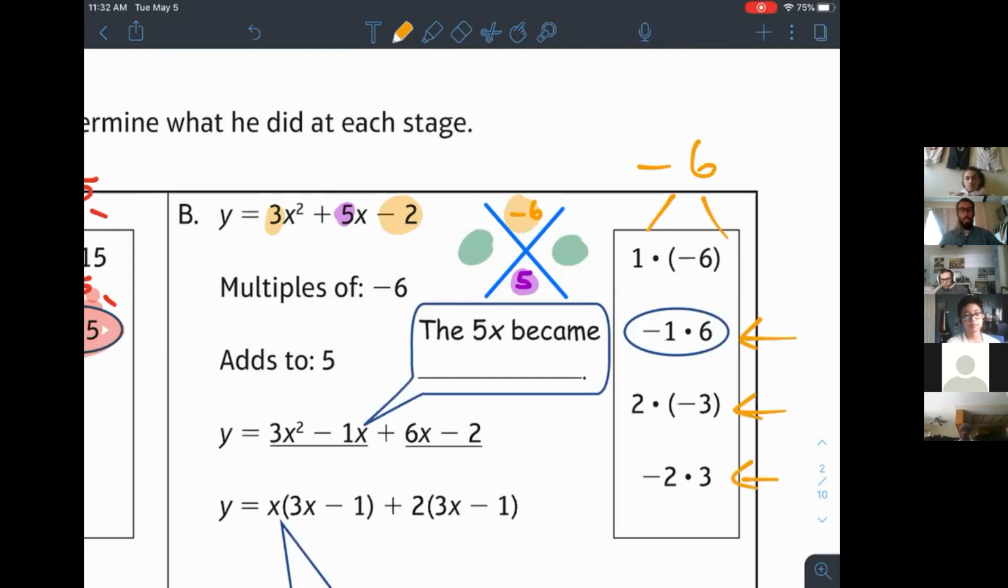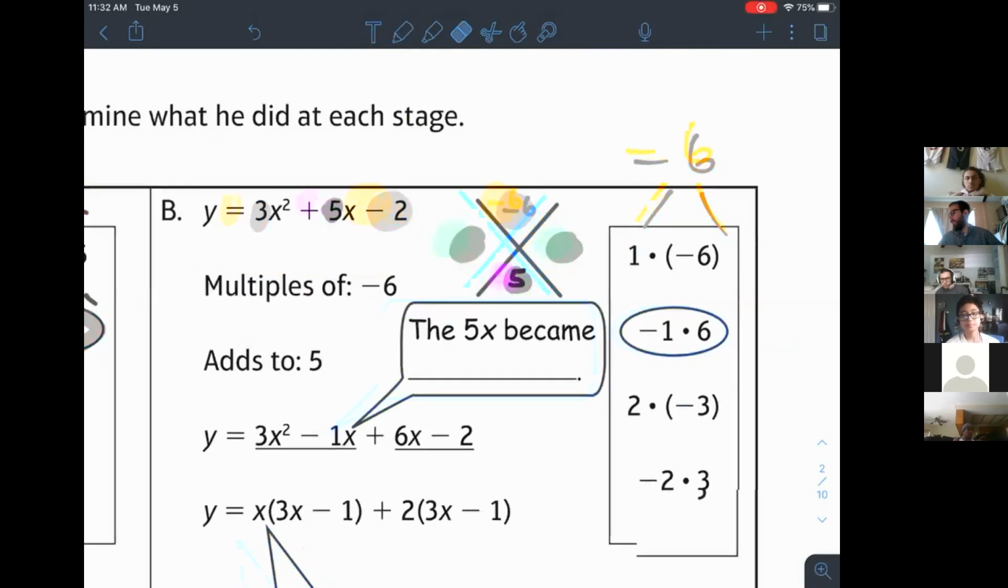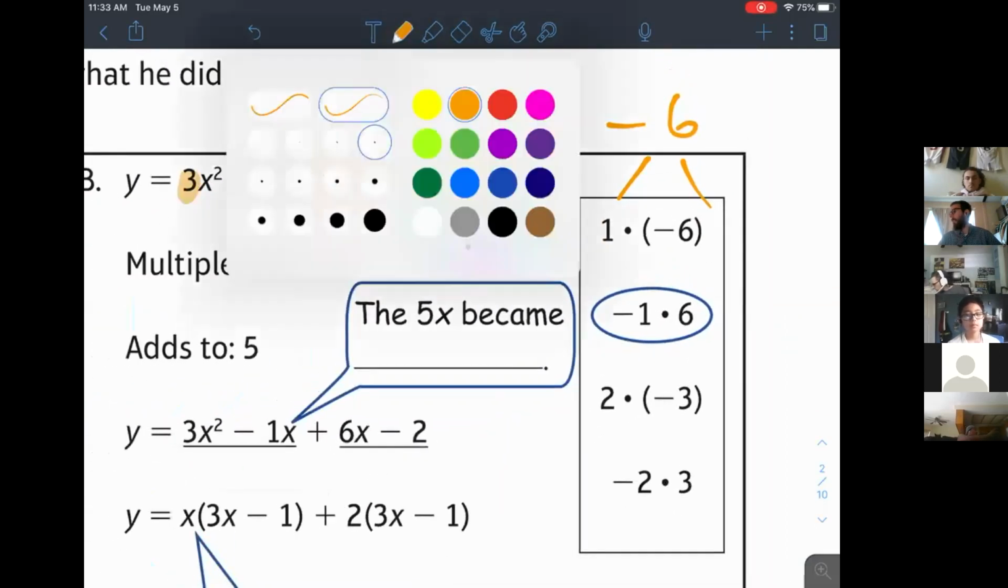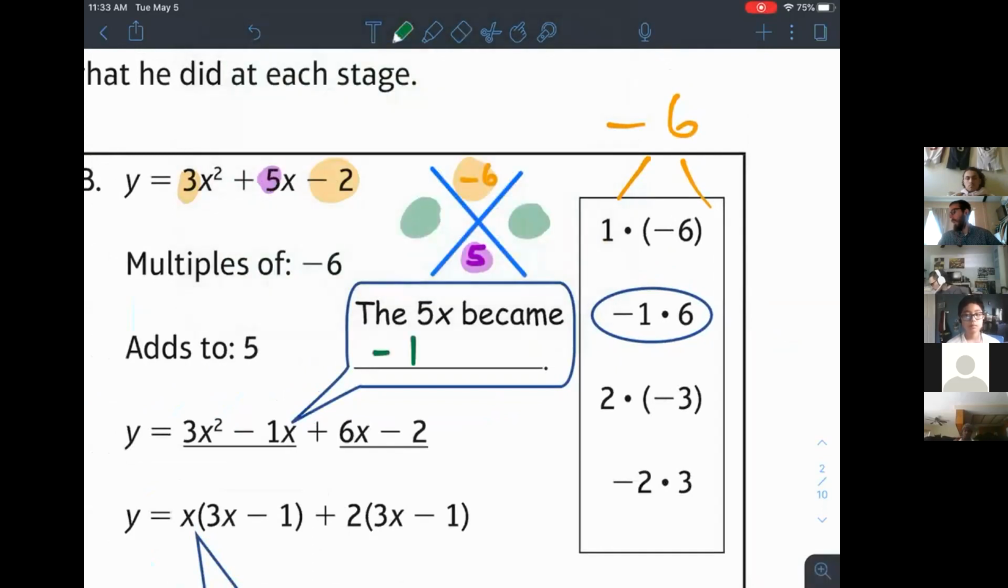You could do 3 times -2, yada, yada, yada. All of those make factors, but why did they specifically choose these ones? Because that -1 and the 6 are the values that add up to the middle term. So what we talked about last week in lesson 14 was, as Andrew said, we make the top of the X by first times last, and then we find the factors of that number that add up to the middle. And sure enough, the factors of -6 that add up to +5 are -1 plus 6.